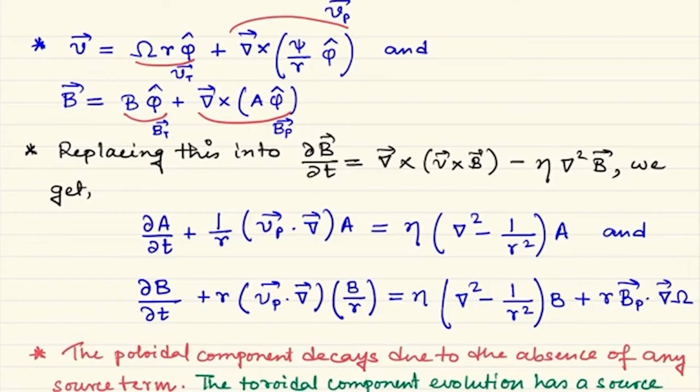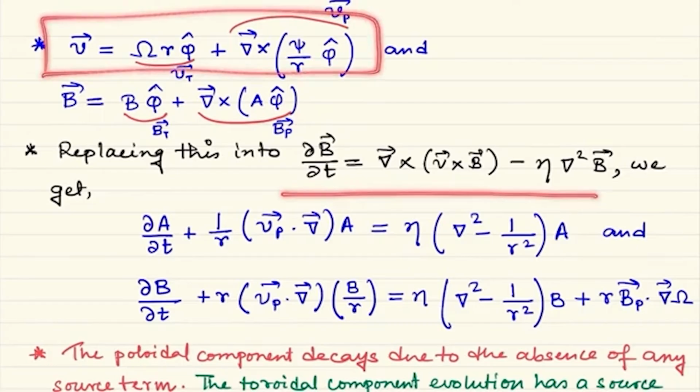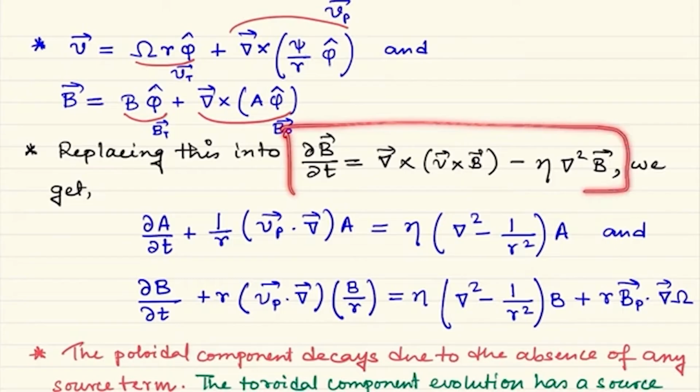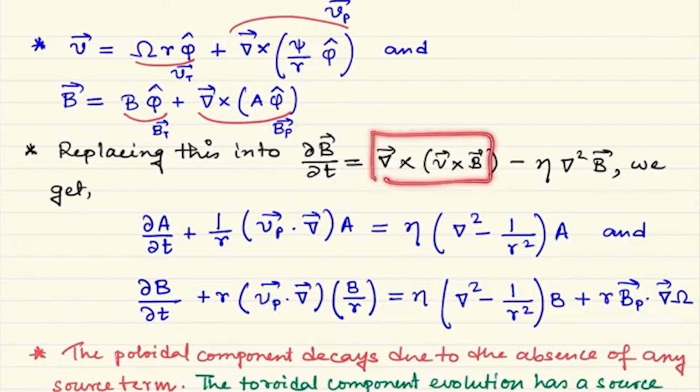And now if we simply replace this expression for B and also V in this induction equation, you see in this induction equation we have this nonlinear type of term, which is no longer nonlinear here. This is the linear term according to the kinematic dynamo approximation, and you have another resistive term. The resistive term should have a plus sign, of course.